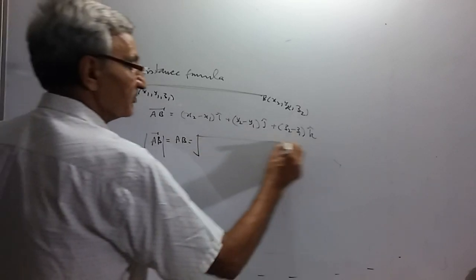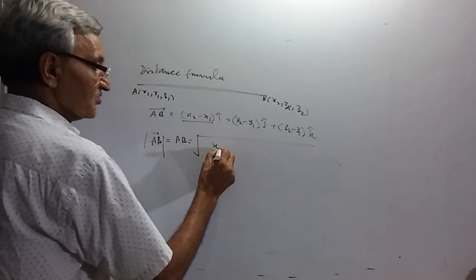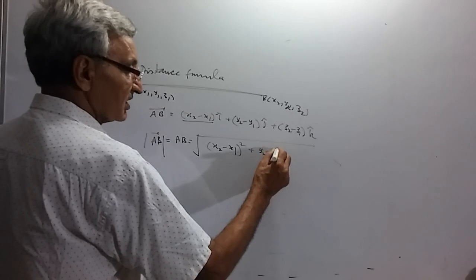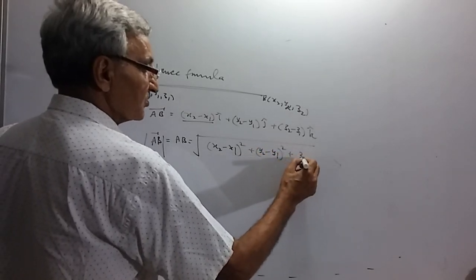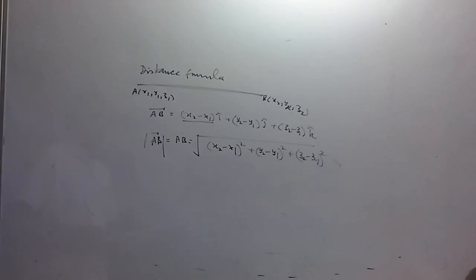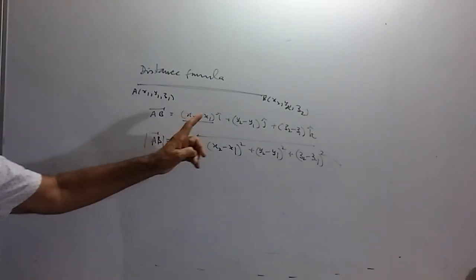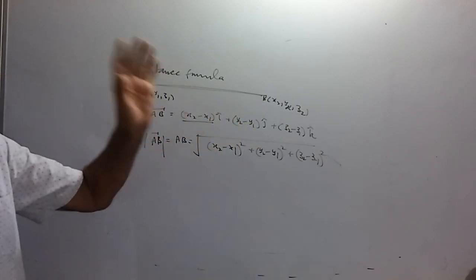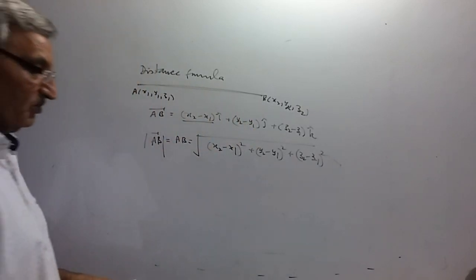What we learned from this is the square root of (x2 minus x1) squared plus (y2 minus y1) squared plus (z2 minus z1) squared. This is the distance between two points like this. This is how we find the distance formula.